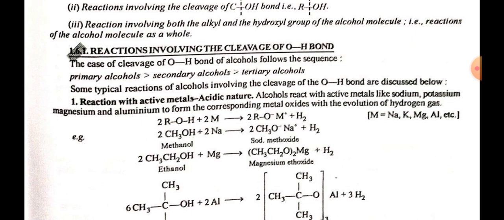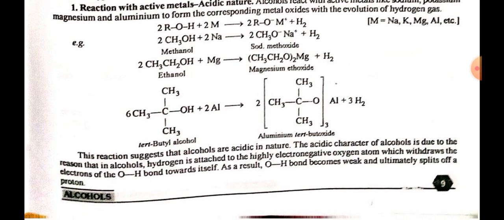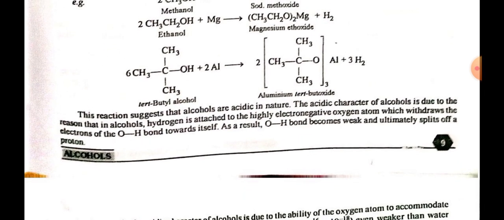Reaction with active metals, that is, acidic nature. Alcohols react with active metals like sodium, potassium, magnesium, and aluminium to form the corresponding metal alkoxides with the evolution of dihydrogen gas. When methanol reacts with sodium, it gives sodium methoxide. Ethanol reacts with magnesium to give magnesium ethoxide. When tertiary butyl alcohol reacts with aluminium, it gives aluminium tertiary butoxide. This reaction suggests that alcohols are acidic in nature.